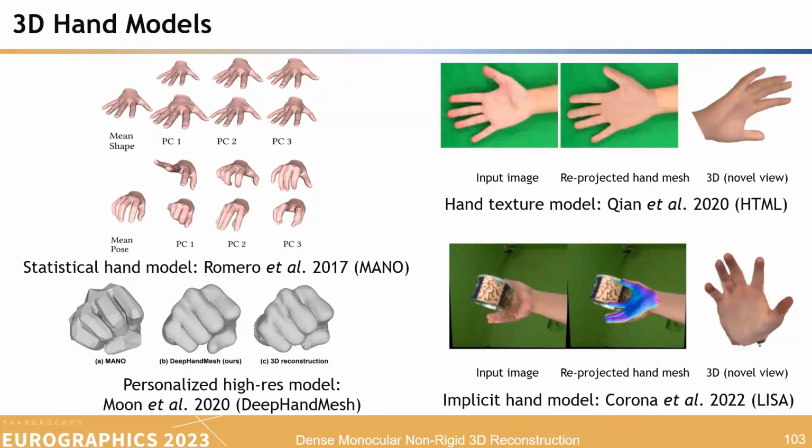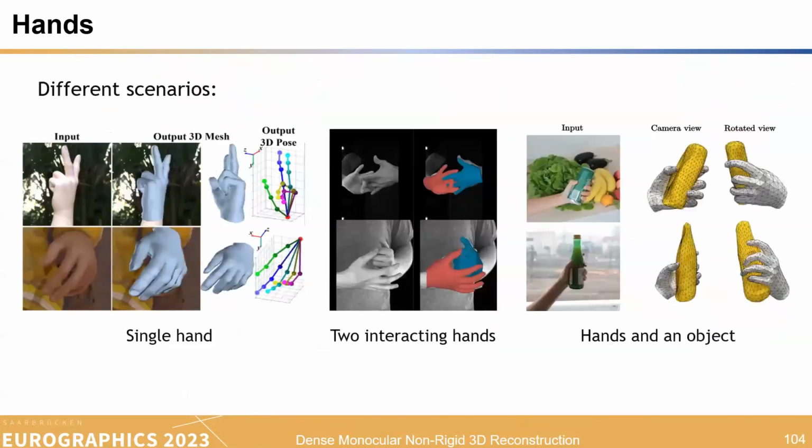Along with these hand models, two of these methods, HTML and Lisa, can also reconstruct from monocular images. Specifically, the hands community has focused mostly on three different scenarios: reconstruction of a single hand from a monocular image, then reconstruction of two interacting hands, and then the joint reconstruction of a hand with the interacting object.